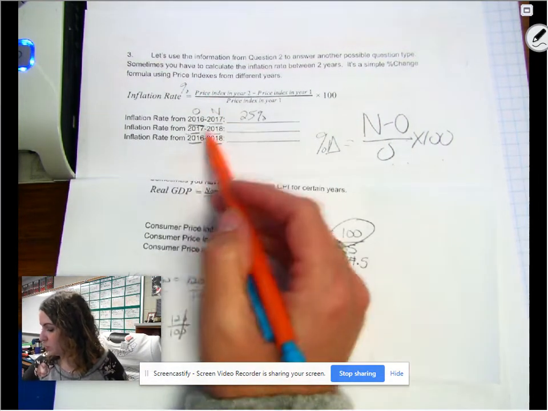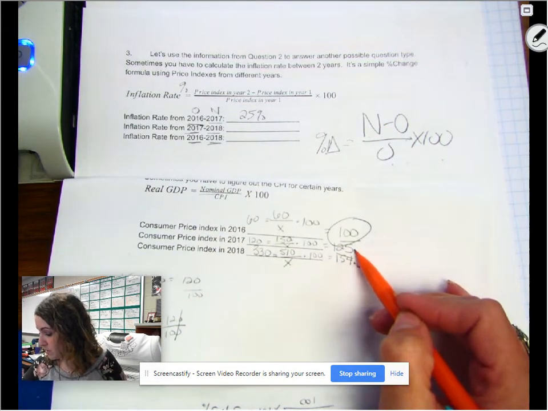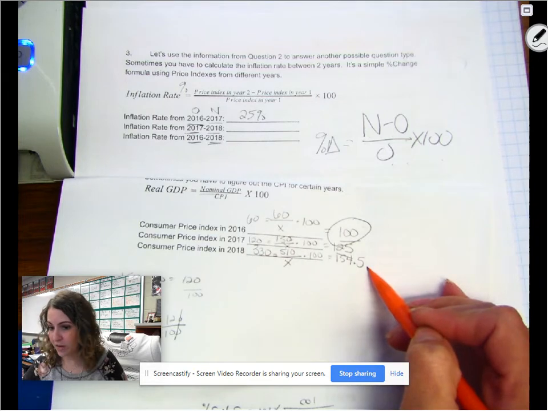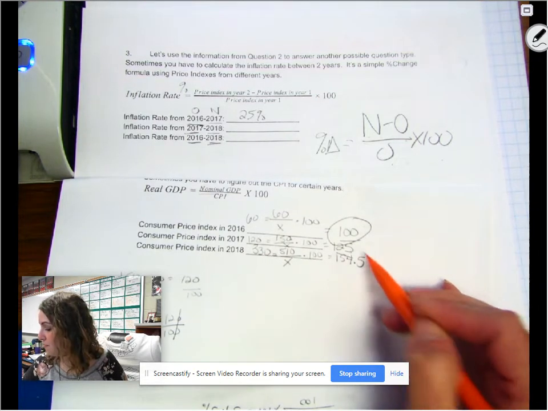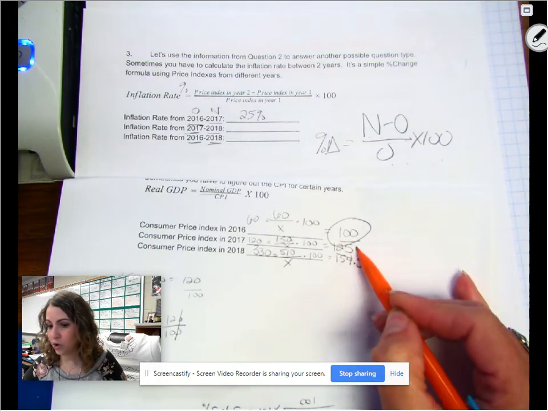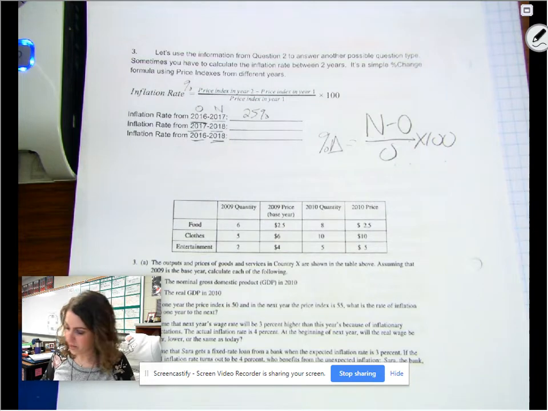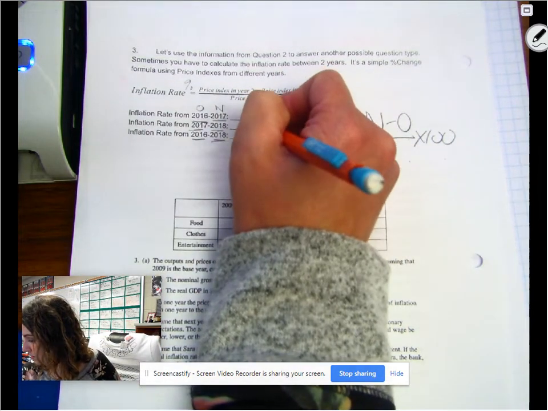Same thing with 2017 to 2018. Here's my old CPI of 125. Here's my new CPI of 154.5. I'm figuring out the percent change with this formula. New minus old over old times 100 is going to give me, I think it's a weird number, 23.6%.